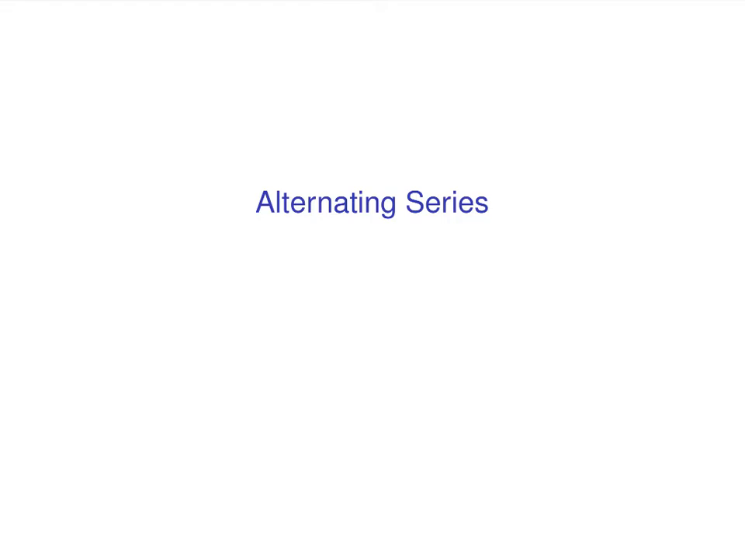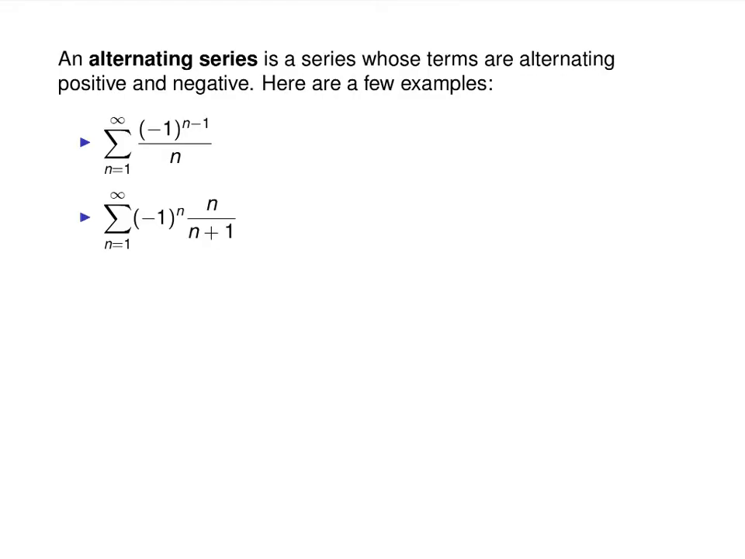In this lesson, we're going to talk about some series that are alternating, and they have some terms that are negative, and the positive-negative behavior exists in a very particular way. So an alternating series is a series whose terms alternate between positive and negative. Here are a few examples.